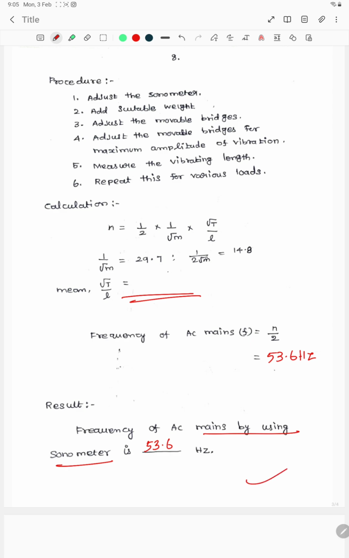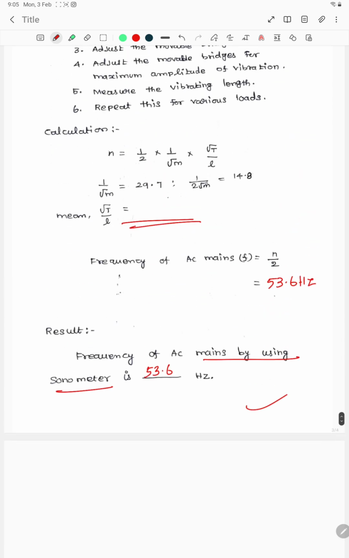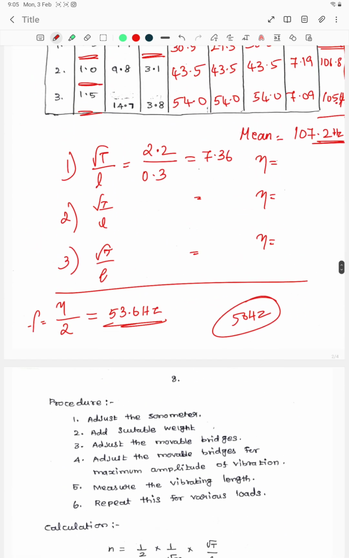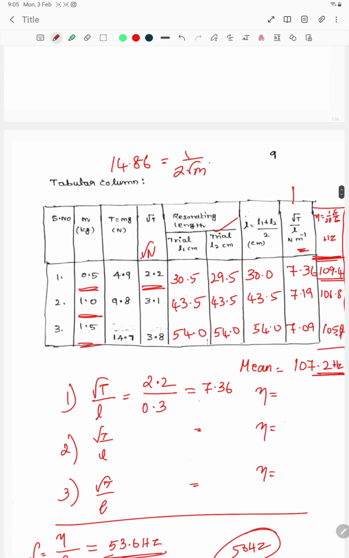There is no graph for this one, so it's a very easy experiment once you know how to do the calculation. Clear? See to it that this particular column must be around 6.9 to 7. The reading must not go beyond that. If you're getting beyond that, it means you're doing something wrong. Usually it is around 6.9 to 7.